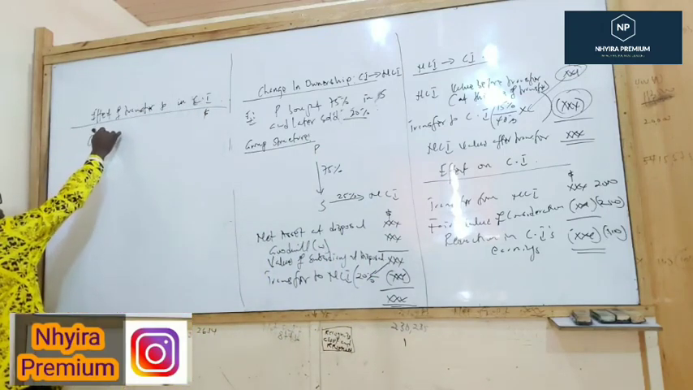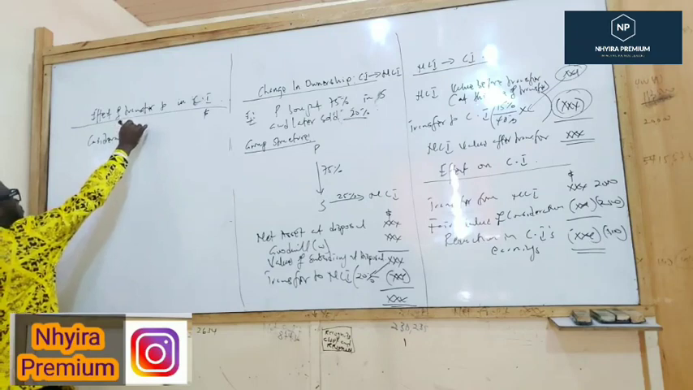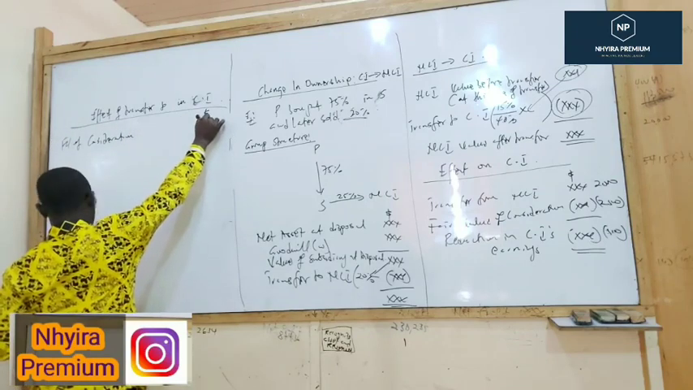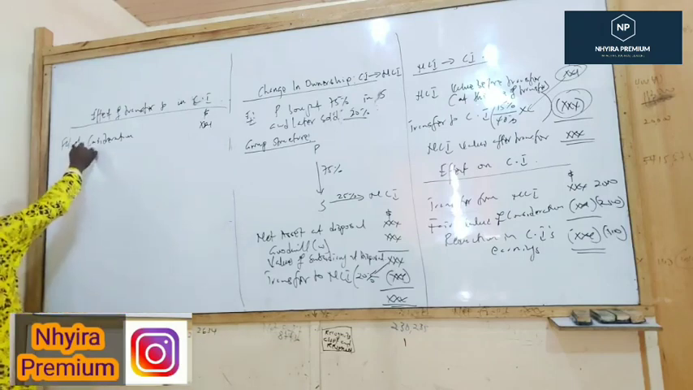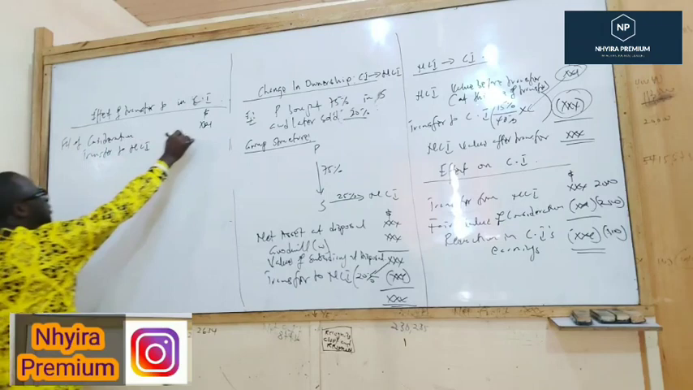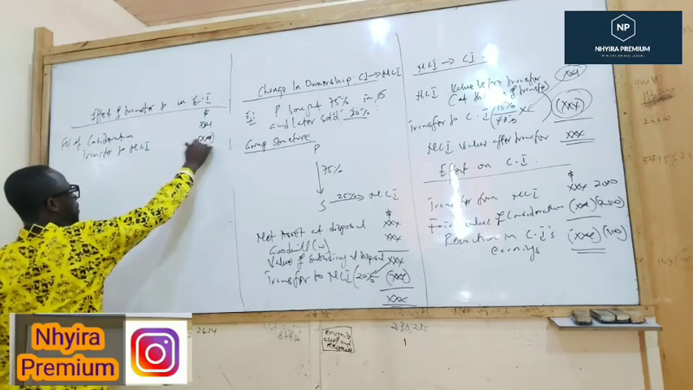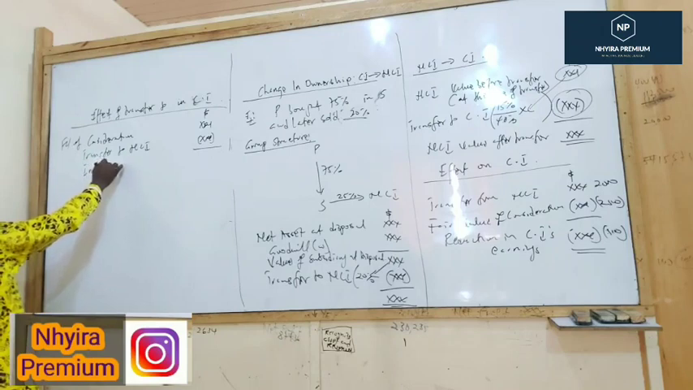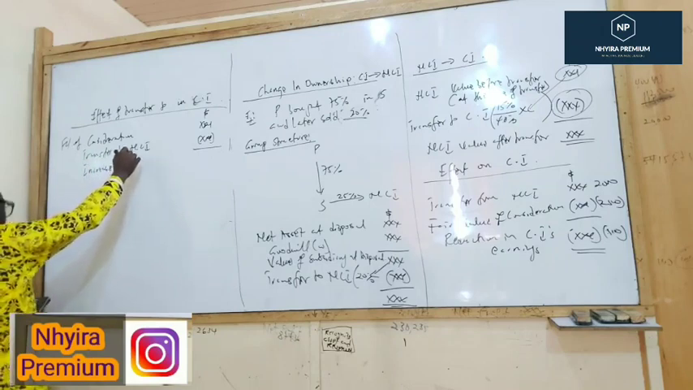So, consideration received, or fair value of consideration. Then we look at what we transferred to the NCI. Then there will be an increase in the CI.